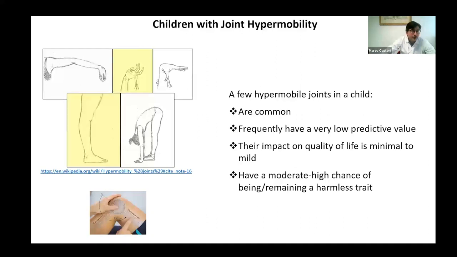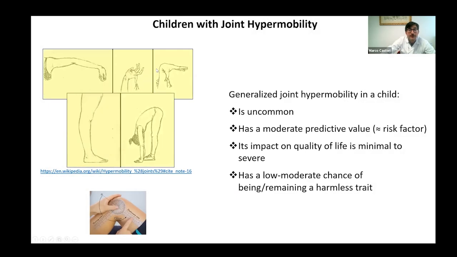Also, the finding of two or a few hypermobile joints is common in children. Nevertheless, peripheral joint hypermobility or borderline Beighton score values should not be discarded in all cases. Contextualization by review of systems and family history is required.